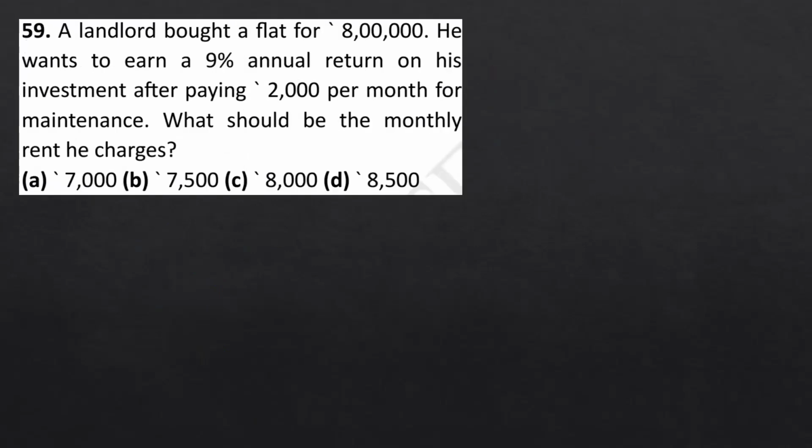A landlord bought a flat for 8 lakh. He wanted to earn 9% annual return on his investment after paying 2,000 per month maintenance. What should be the monthly rent he charges? 9 8s are 72. He wanted to get 72,000, but for 12 months means monthly he wanted to get 6,000. But his maintenance is 2,000 rupees per month. Therefore, he must charge 8,000 rupees as a rent.